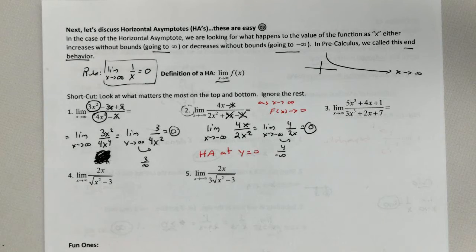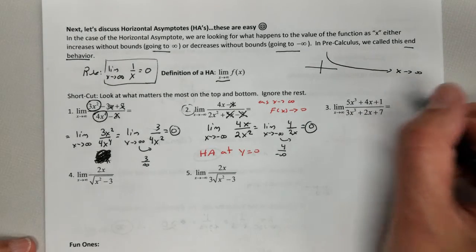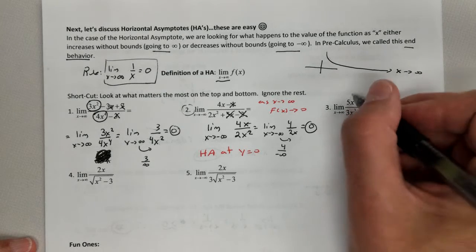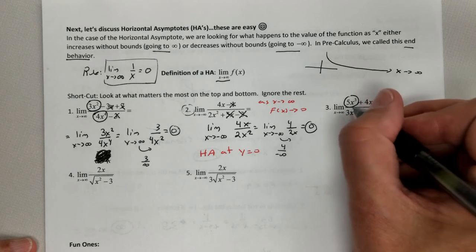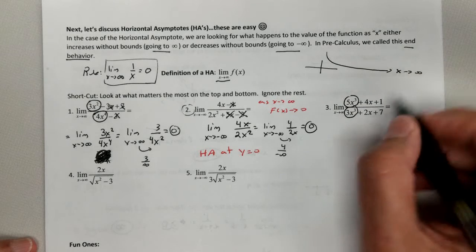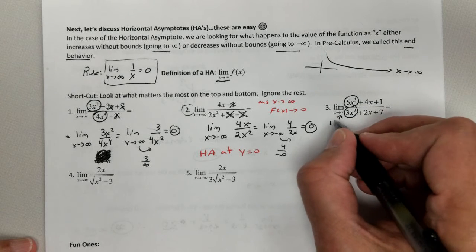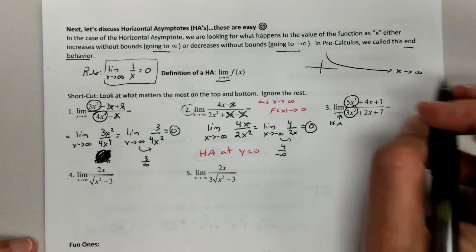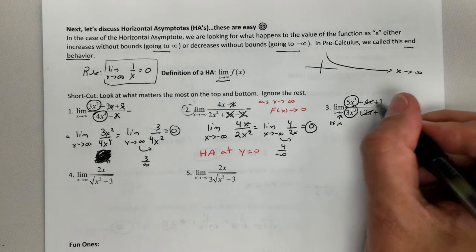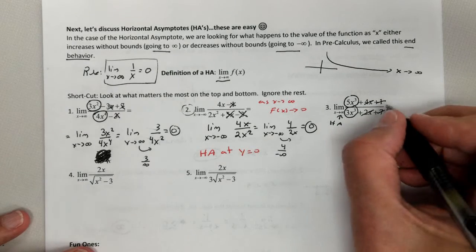So let's try number 5. Okay, so for a problem like number 5, what really matters the most on the top is this 5x cubed, and on the bottom is that 3x cubed. Remember, as x goes to infinity, we're looking at what's happening as x gets really large, so I don't care about the others. And I can rewrite this.